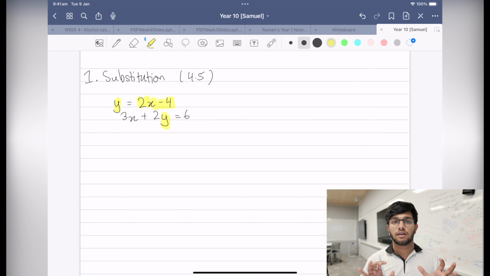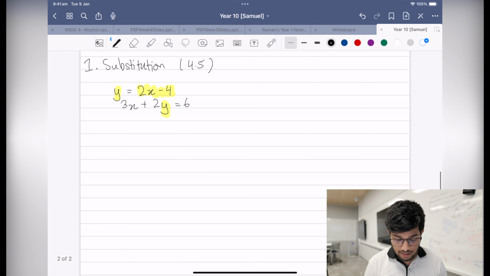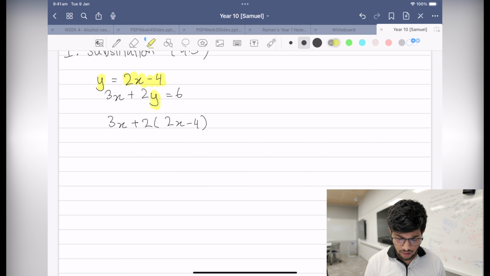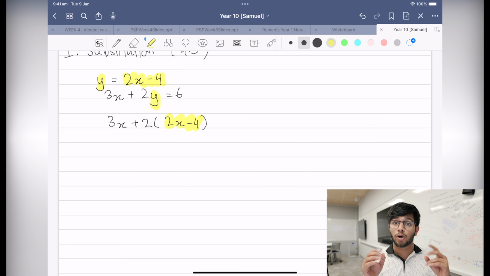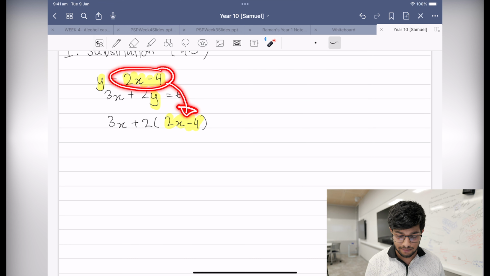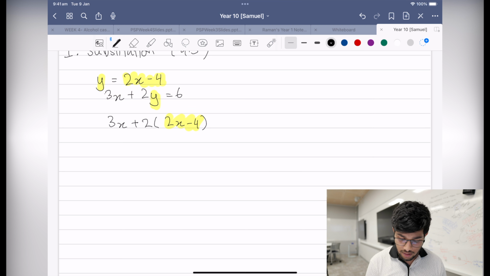Now, we'll get into the meaning of these equations a lot later down the track. But right now, we just want to think fundamentally. If all these yellow blobs are the same, that would mean that we can say 3x plus 2 times (2x minus 4). Where did I get this from? Here, this is the same yellow blob. Because this is equal to this, we can actually take 2x minus 4 and put it in brackets, and then finish off the same equation, equals 6. So now we can see that continuity.